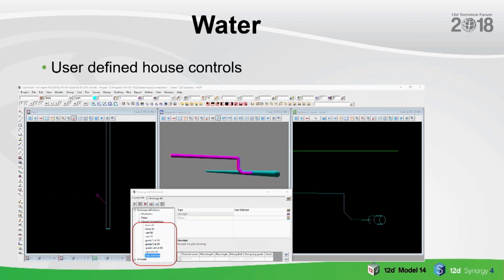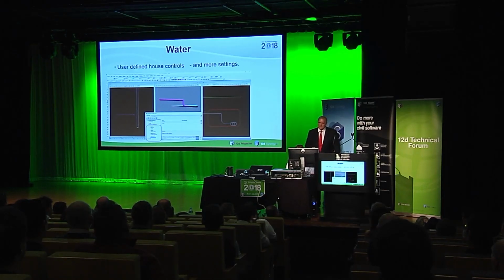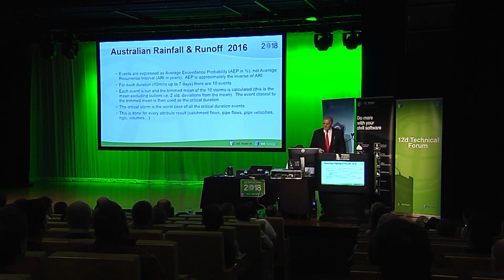We've actually added so you can have your own user-defined ones, and there are lots of links and different things on them. So that'll make you happier there, and more settings for them. So Rob will be demonstrating all these sorts of things in the birds of a feather for water. So there has been a lot of extra goodies for the water people. Australian runoff and rainfall and runoff.